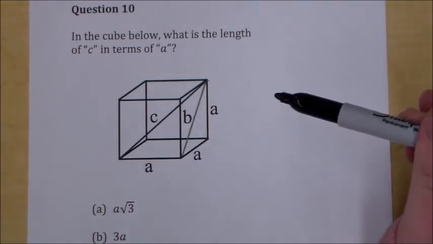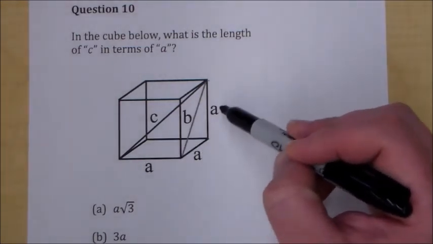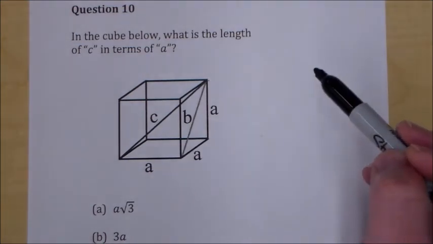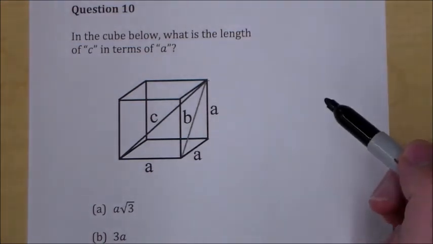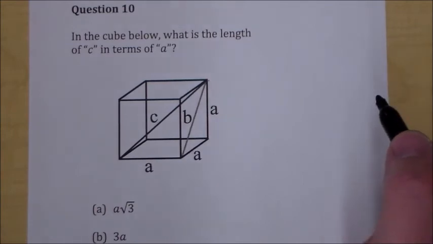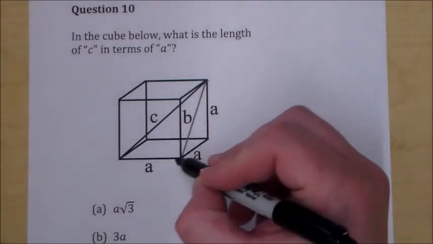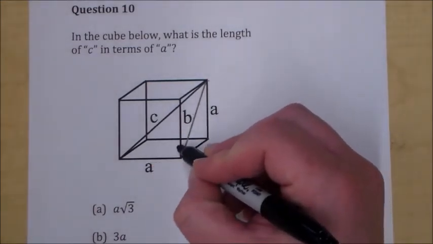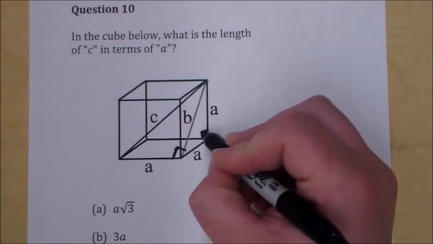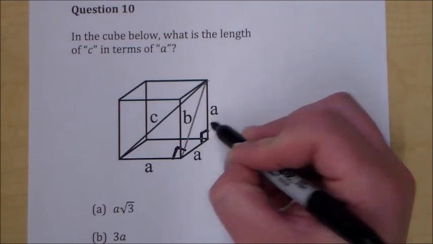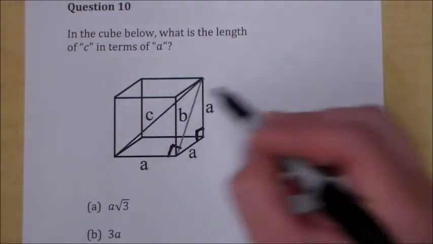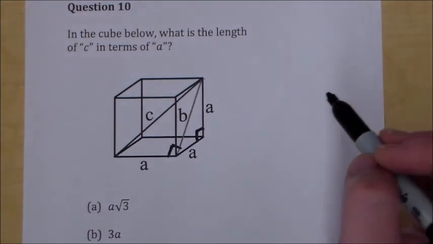But what do we know about cubes? We know all sides are the same. So we have A, and A. We also have B and C. And if you think about it, I know this is a little kind of mind warping if you don't have a cube in front of you. But look at this. ABC itself is going to be a right triangle. So we have a right triangle here with A, A, B, and we have another right triangle with B, A, C. Just think about it for a second.